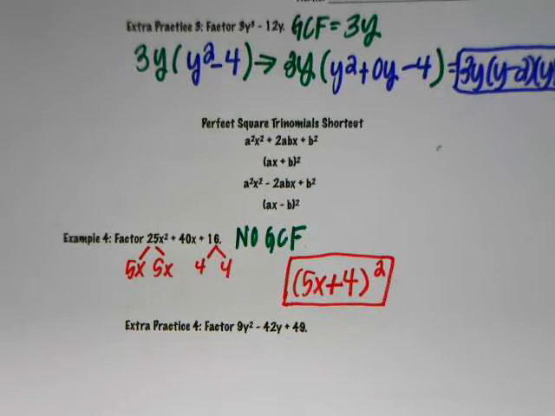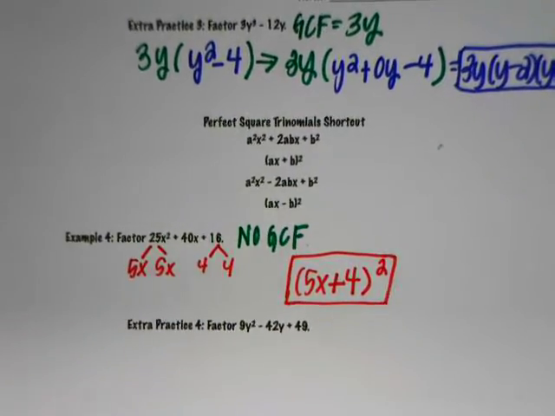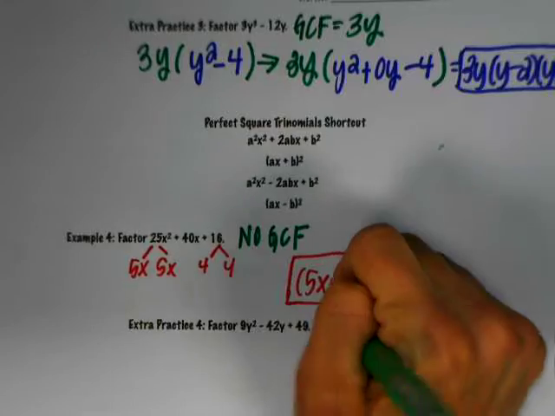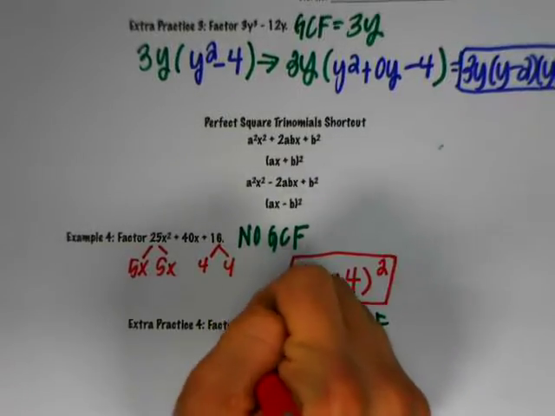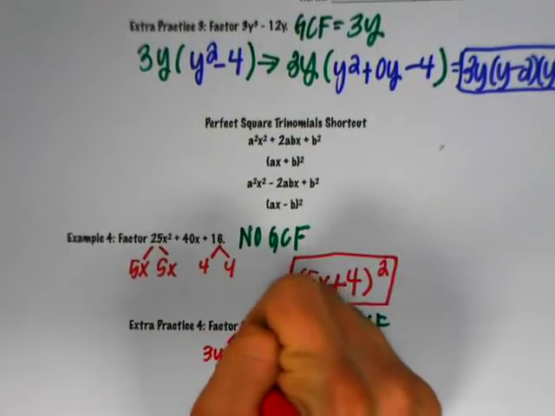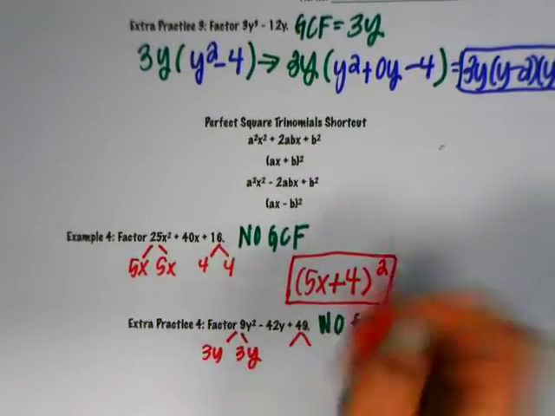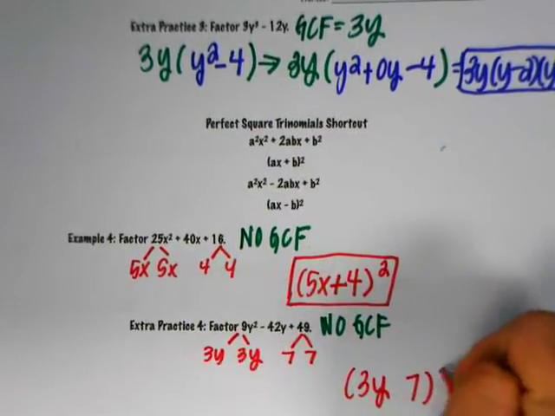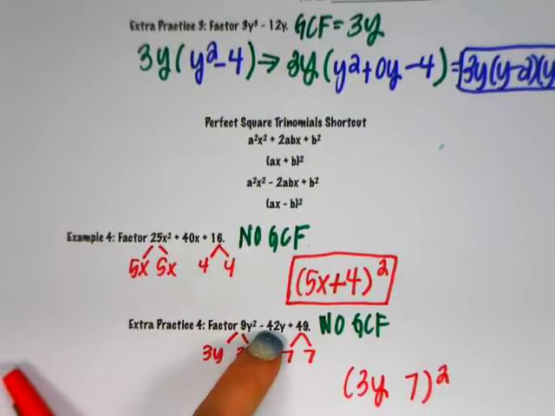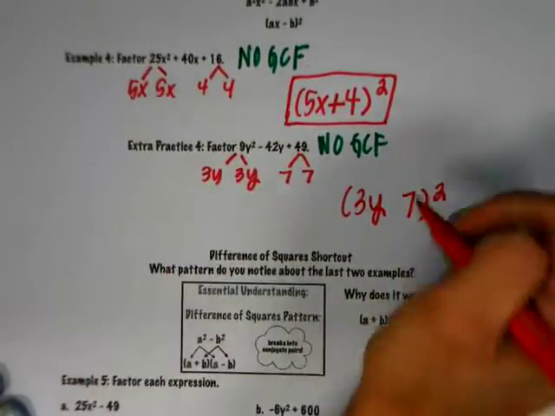Okay. So, does this one have a GCF? No. Okay, so then look at it. Is 9y squared something times itself? Yeah, so what times what? 3y and 3y. What about 49? 7 and 7. Okay, and then look in the middle. Oh, it is negative, so you will have that.